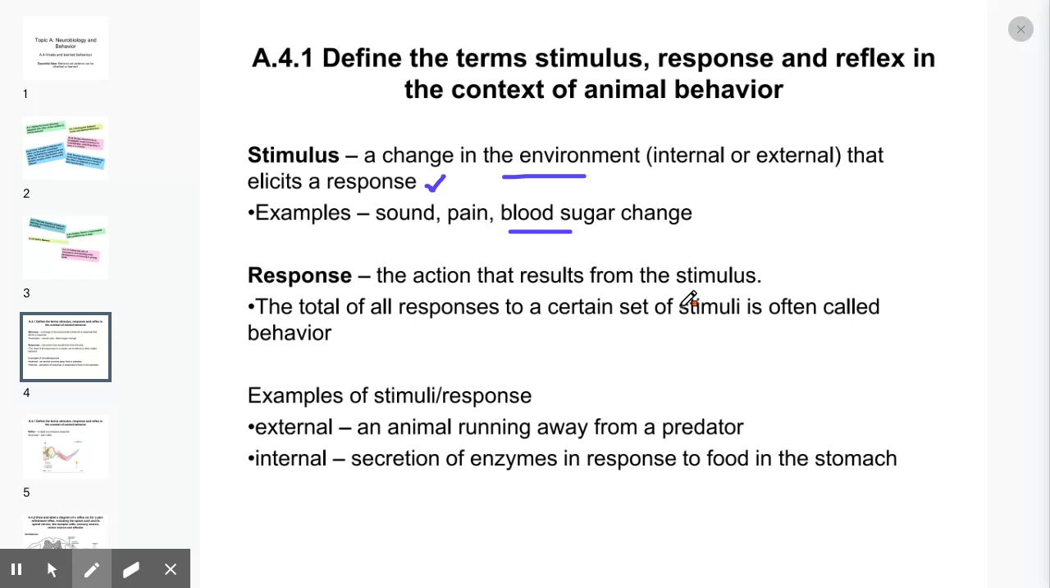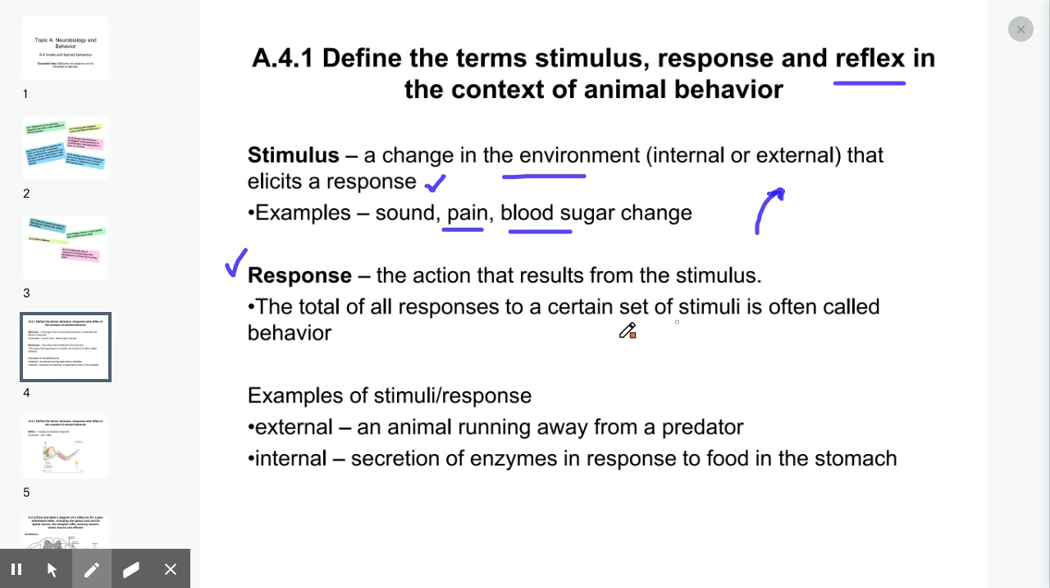So the change in the environment might be your blood sugar. And as we talked about in human systems, the response might be to release insulin, or glucagon, depending on if you have high or low blood sugar. But also the stimulus could be pain. In that case, the response is reflexive. You don't think about it. If you burn yourself, you immediately pull your hand back.